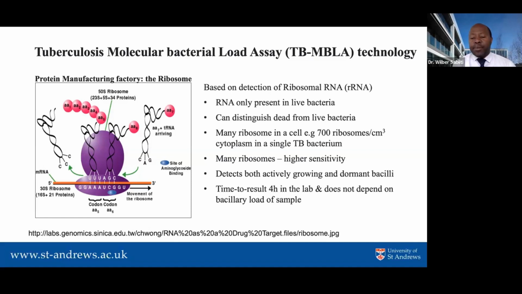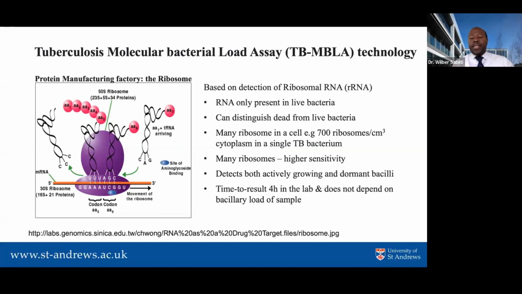So it can detect both actively growing cells and dormant bacilli. TB has this character whereby there is this proportion of the bacilli that are actively growing, and there's another proportion that is not growing. It's just like a backup. And normally the one that is not growing is the one that becomes persistent and sometimes turns into drug-resistant forms. But with MBLA, you are able to quantify all of them because we can extract all the RNA from both forms of TB.